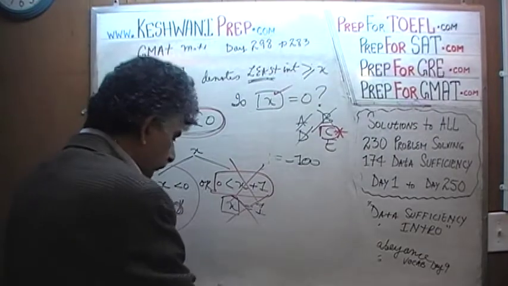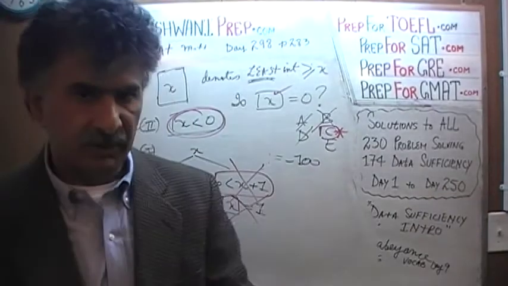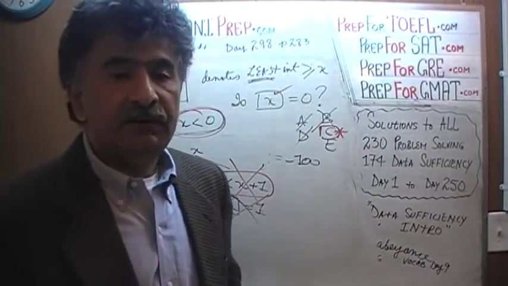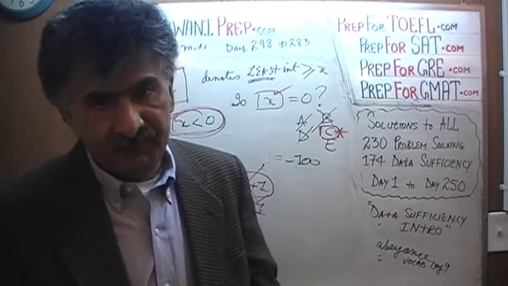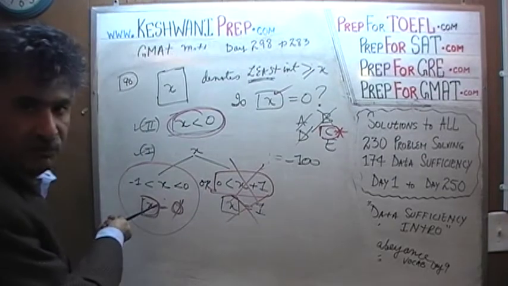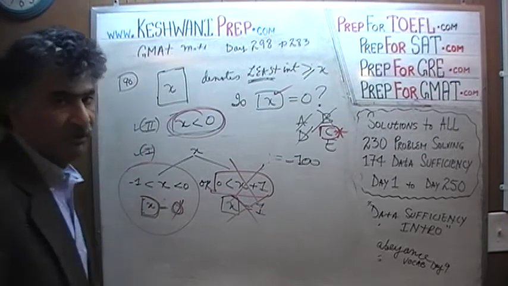So that's what we needed. The first part tells us that it falls in two possible ranges, the positive range and the negative range. That was not enough. The second part tells us that it's negative. That by itself is not enough. But when we put them together, then we know it is negative, so it must be in this range. If it's in this range, then the value of x in the box would always be 0.